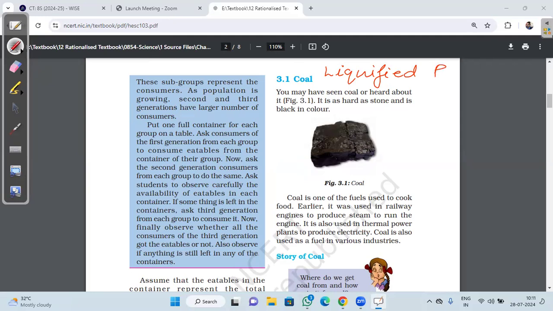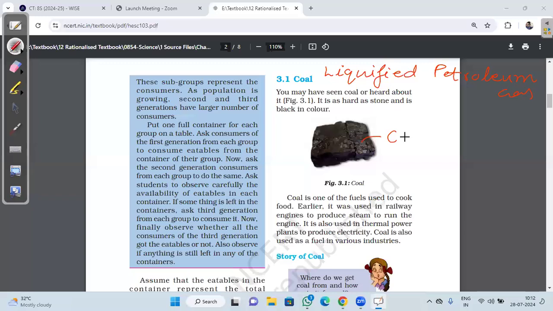Any fuel made up of coal is mainly carbon. We studied that 90% or more than 90% of carbon content can be there in coal. Now, when we are burning coal, there should be a sufficient supply of oxygen, so that complete combustion of carbon takes place. Then there will be formation of carbon dioxide.